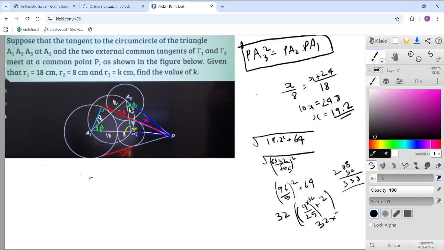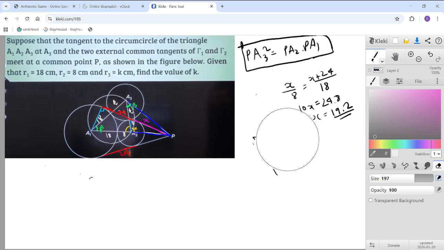So 32 into 338 by 25, and 32 we can write as 2 times 16, so 676 over 25 times 16. We can take its root. It's going to be 4 times 26 over 5. 4 by 5 times 26, and if you calculate this, it is 104 by 5, which is 20.8. That is its value: 20.8.